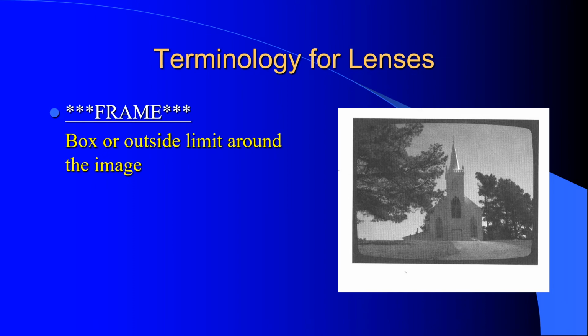Another term to be familiar with, and one that I will use a lot, is frame. The frame is what the camera actually sees through the lens. That outside box that is the limit around the image. Now, the image itself can be wide or it can be much narrower or focused, but the frame basically stays the same. It is that outside limit around whatever image the lens is focusing on.